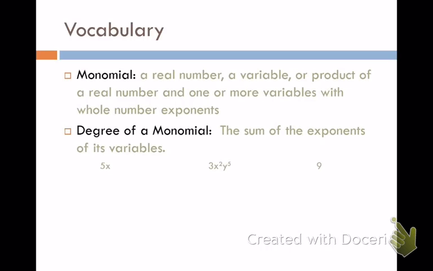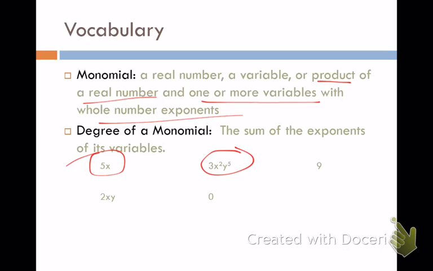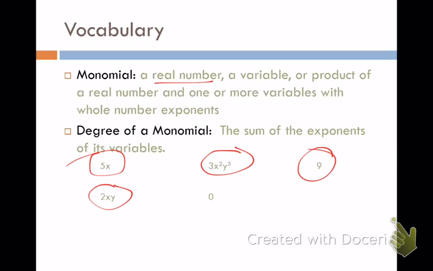So some monomials are here, okay? This guy is a monomial. It is the product of a real number and one variable, right? This guy is a monomial. It is the product of a real number and one or more variables with whole number exponents, okay? This guy is a monomial. It's simply a real number. This guy is a monomial, just like 5x is, because it's a real number and a couple of variables, and that's okay.